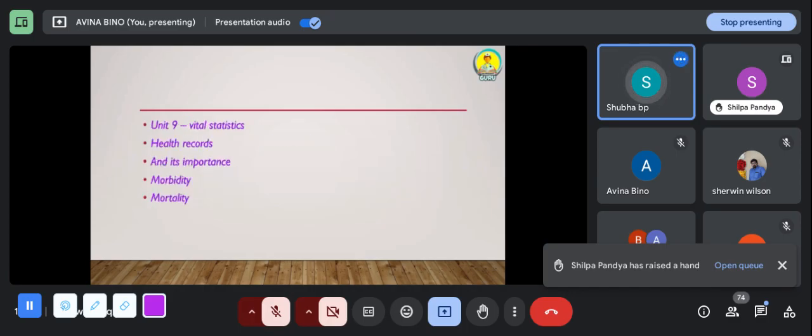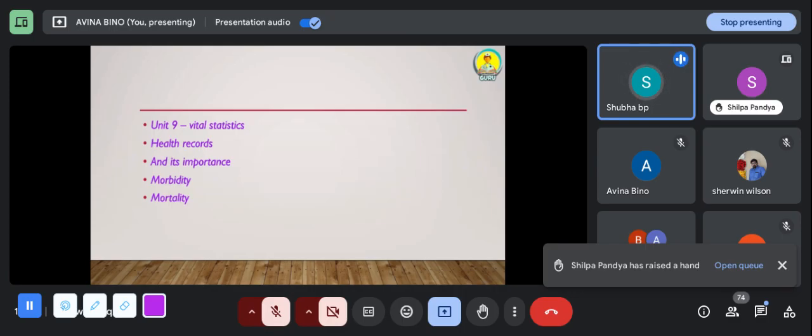And the next, unit 9, vital statistics. This is an important question. For vital statistics, you should write the statistics for every year: the birth rate, the death rate, the morbidity rate, the mortality rate, everything you should write in vital statistics questions.